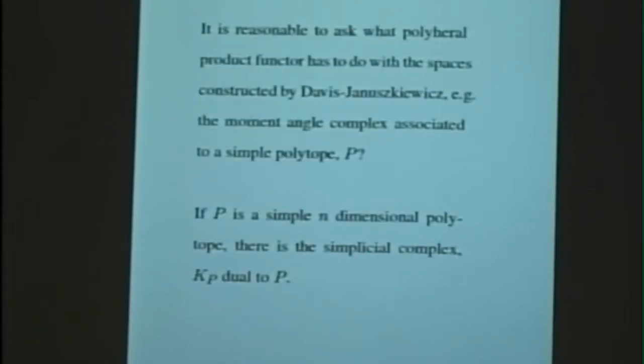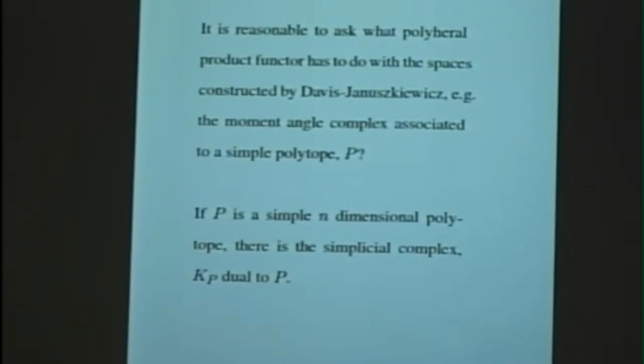Okay, so we have this polyhedral product functor, and then we have these spaces constructed by Davis and Januszkiewicz. And what do they have to do with each other? Fred gave away the punchline. But Davis and Januszkiewicz restrict their attention to polytopes, a simple polytope, which I'm not going to describe what simple is, but it's a reasonable condition on a polytope.